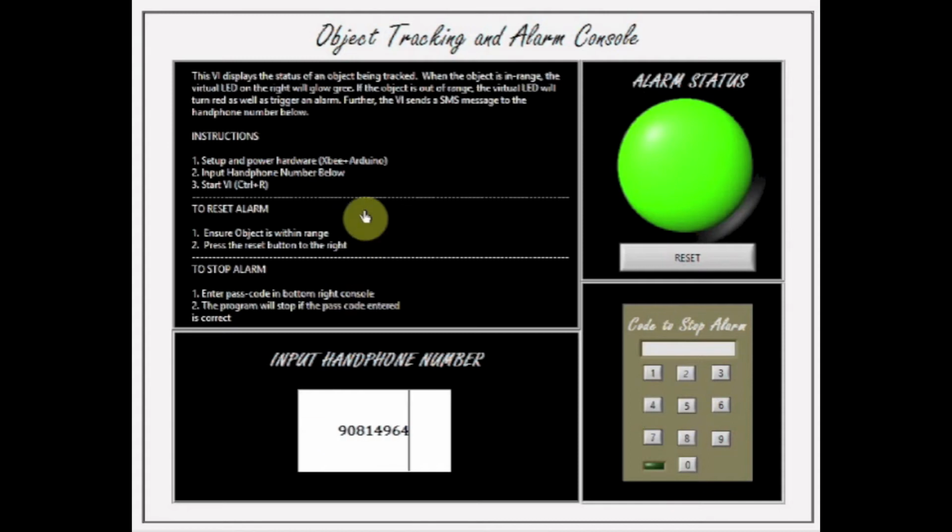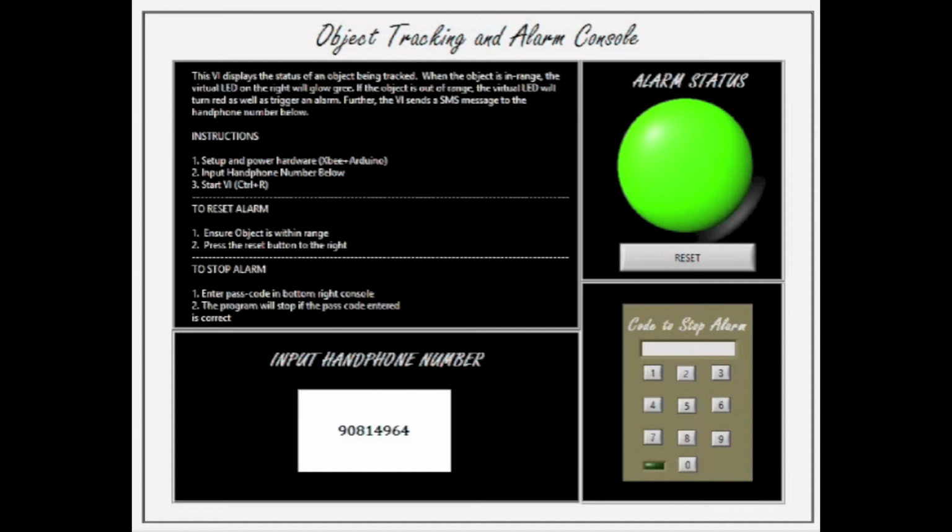After that, we start the VI. This also starts the alarm. A green LED light indicates that the object is within the range. Now let us see what happens when the object moves outside the range. As you saw, as the object moved outside the range, it triggered the alarm. After the object came back inside the range, we press the reset button to stop the alarm.